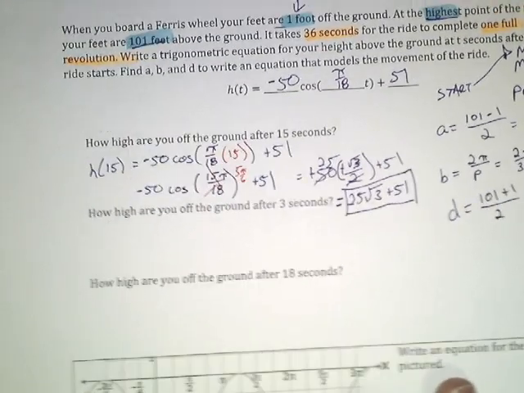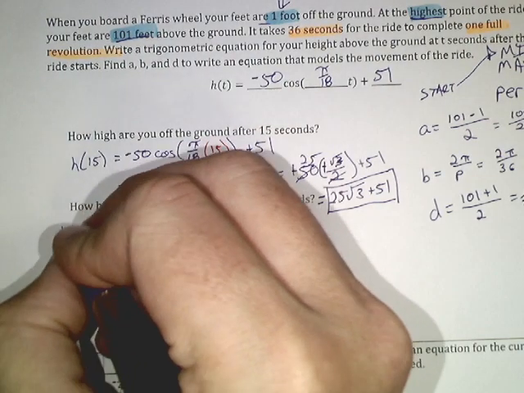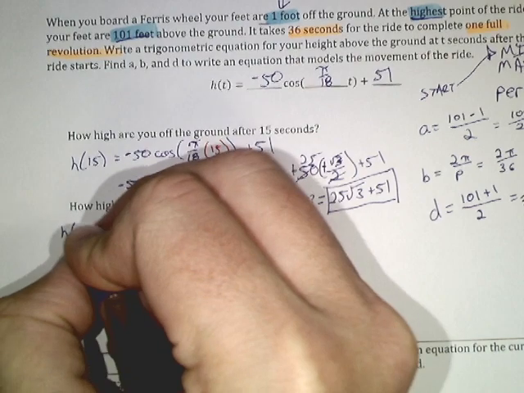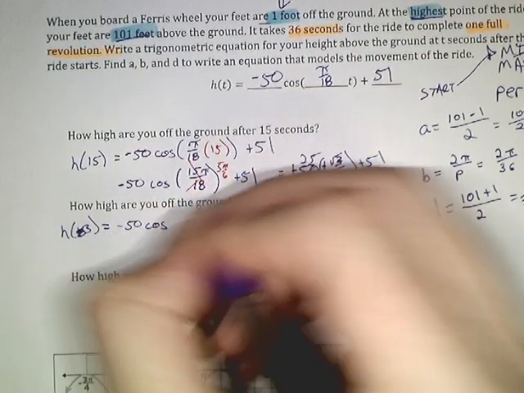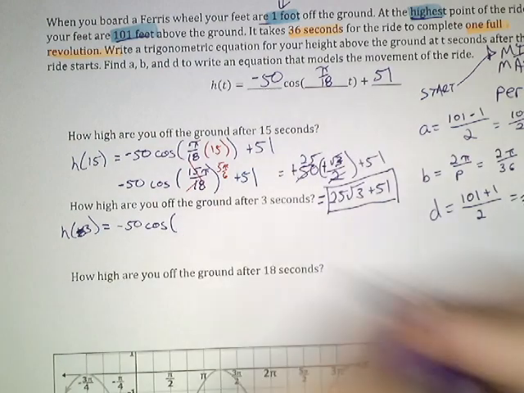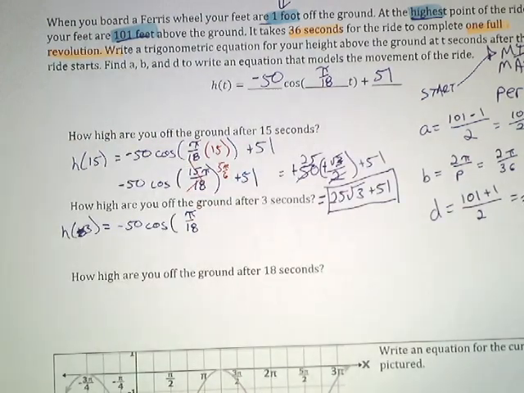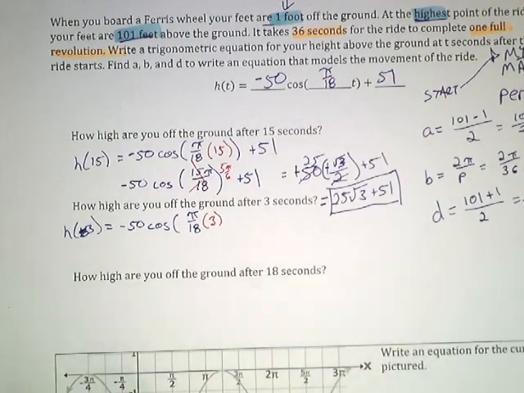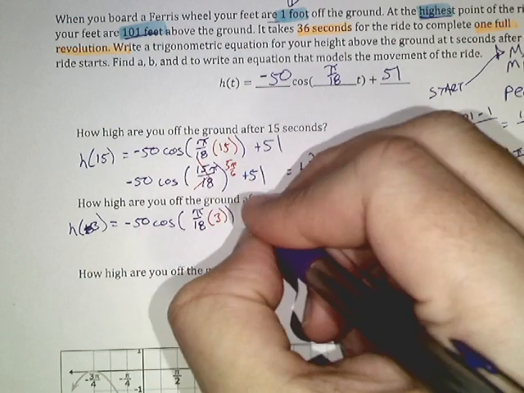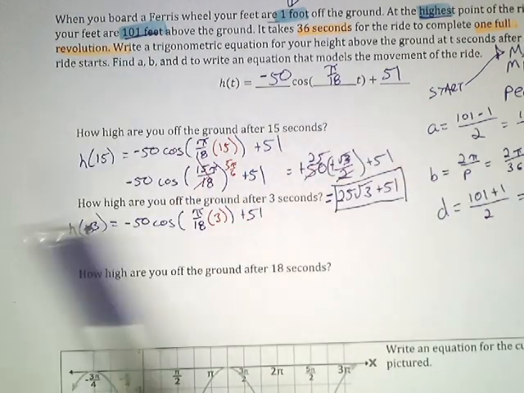After 3 seconds, and this one's going to be a little bit annoying. So h of 3 is equal to negative 50 cosine of pi over 18 times 3. So my voice cracked there a little bit. Just hitting puberty. It's nice. Late bloomers, don't laugh at me.